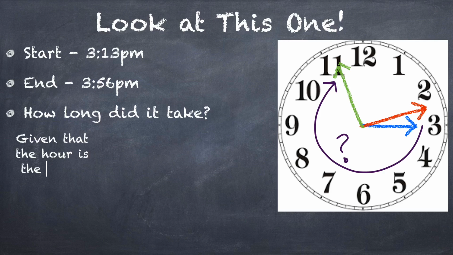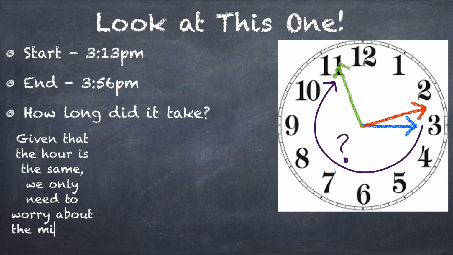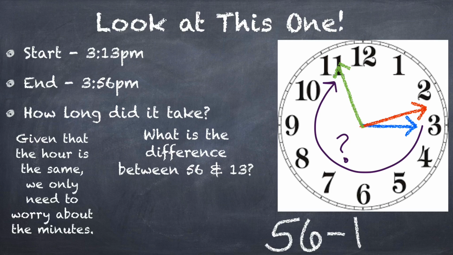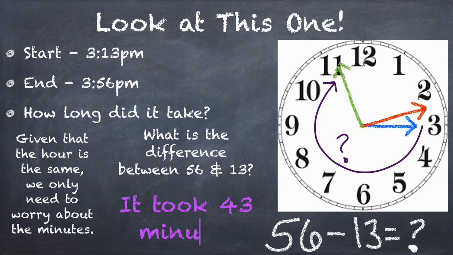So given that the hour is still the same, all we have to do is worry about the minutes. Meaning we have to figure out what is the difference between 56 and 13. We have to subtract. So 56 minus 13 equals what? Yep, 43. It took 43 minutes to finish the activity.